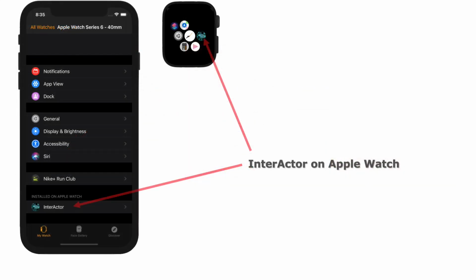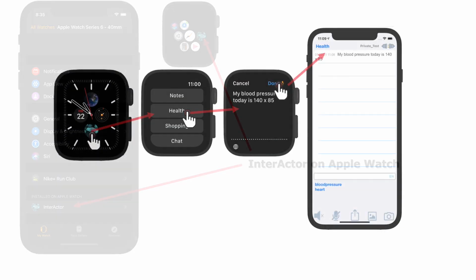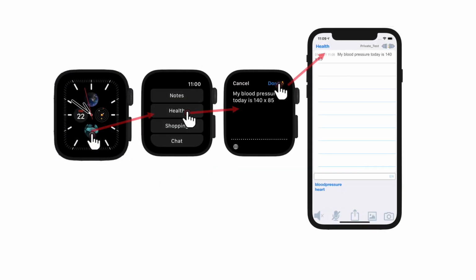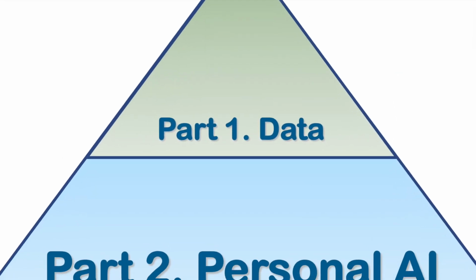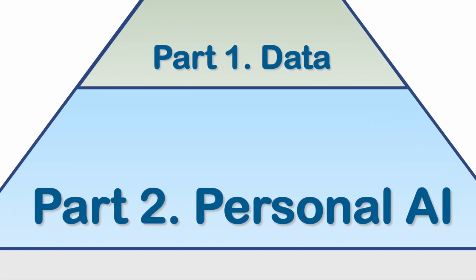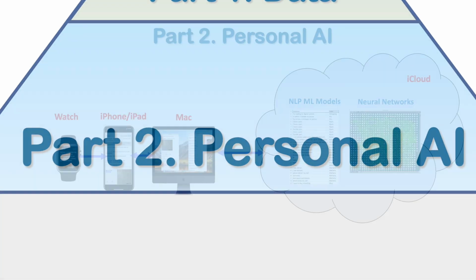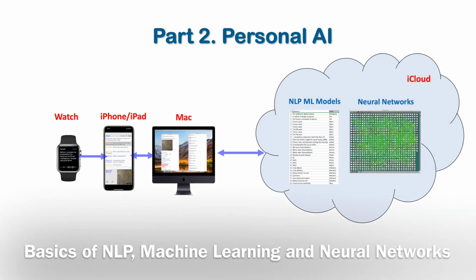If iPhone is paired with Apple Watch, you can use dictation from the watch to insert records into the corresponding domain. You can add the text to the previous record if the first word of dictation is continue. This is the conclusion of Part 1. In Part 2, you will learn how to use personal artificial intelligence, including NLP, machine learning, and neural networks.